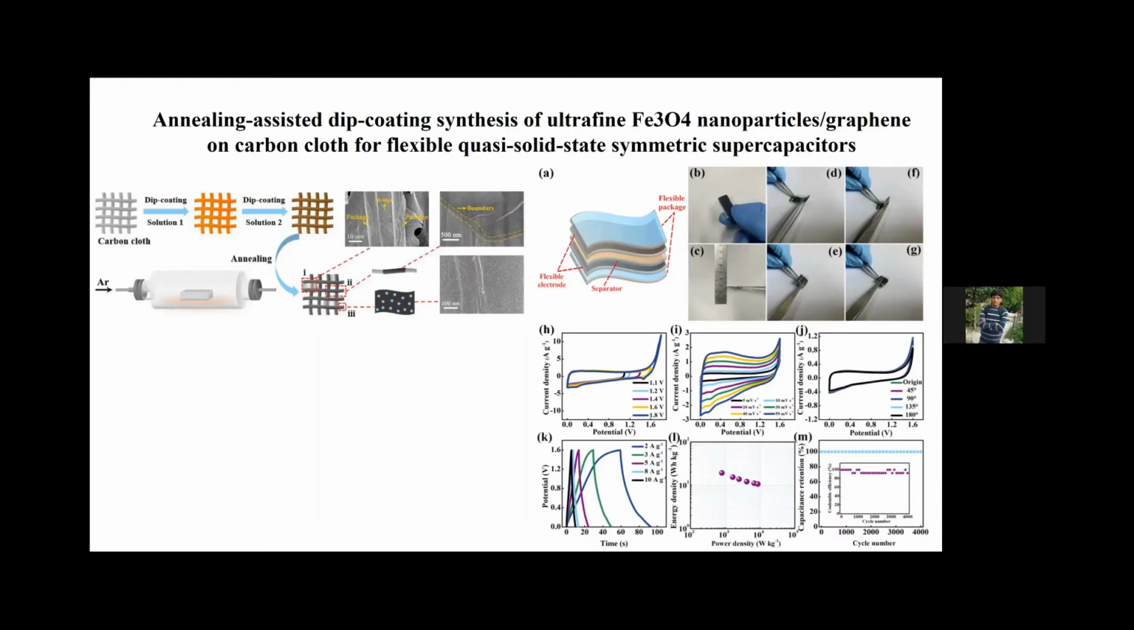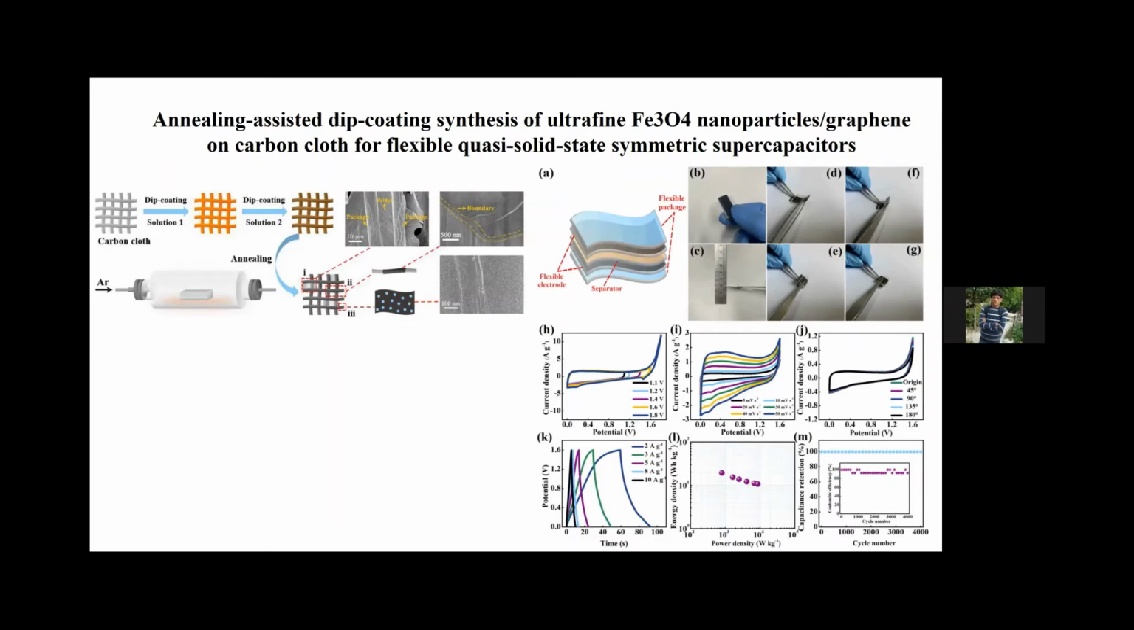And once they get their electrode, they assemble it in a symmetric or sandwich type. In between them, they use a separator. What is the separator? If we use an aqueous electrolyte, and if all the electrolyte evaporates, then it becomes a short circuit. To prevent this, we use the separator.